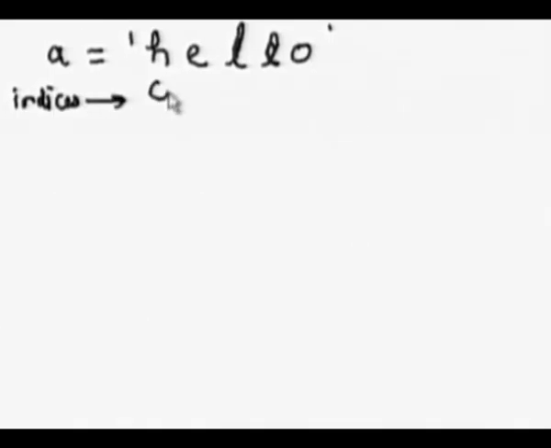So, this is 0, 1, 2, 3, 4. Okay. Similarly, what is this? It is also minus 1, minus 2, minus 3, minus 4, minus 5. I think this should make it very clear as to what is happening.